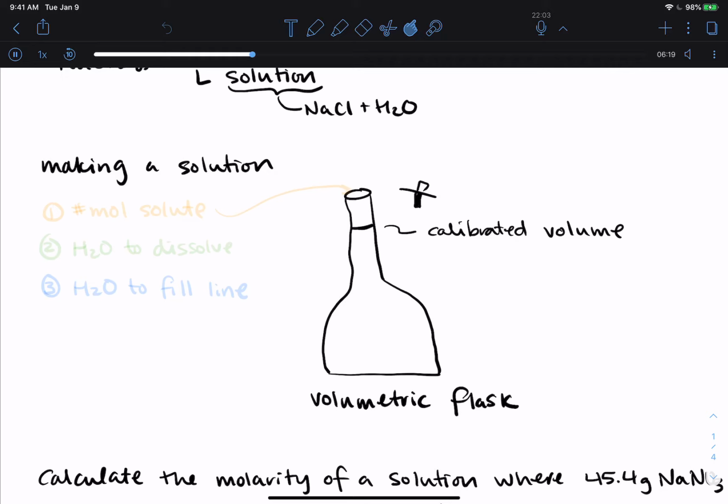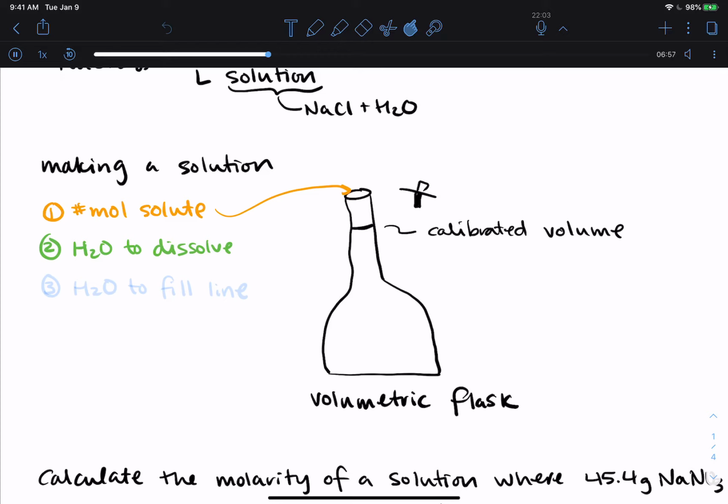So the order in which you do things is really important. The first thing that you would do is measure out however many moles of solute you need and put that in. The second step would be to add some water. Now, not fill it totally up, but add a little bit of water, and then you shake it and swirl it, get all of the water to dissolve the solute that you've put in there.